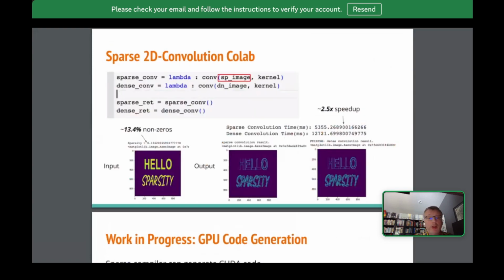Here's also, Paming did this really nice, cool demo. We can express 2D convolution with the Colab very quickly. You just code it as if it's a dense problem, and here it runs an edge detection convolution on a picture with about 13% non-zeros, and we get a 2.5x speedup. And again, this is just out of the box. You just annotate it as sparse, that's it. The compiler does the rest for you.